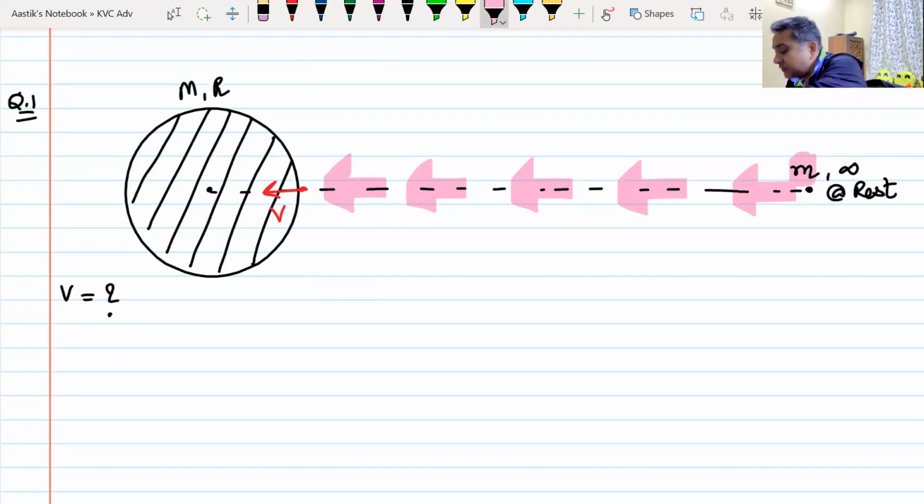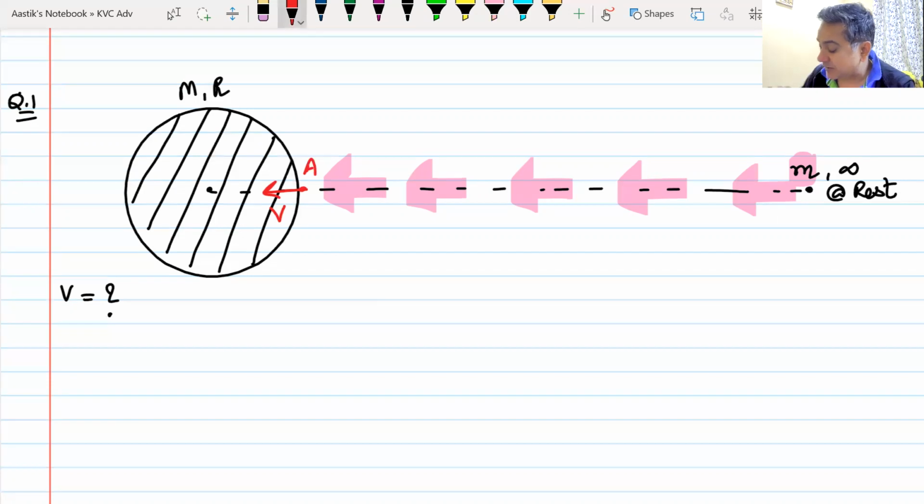If I can do this, that's very great. How are we supposed to do this? Gravitational force is equal to centripetal force. It is moving in a circular path. Okay.